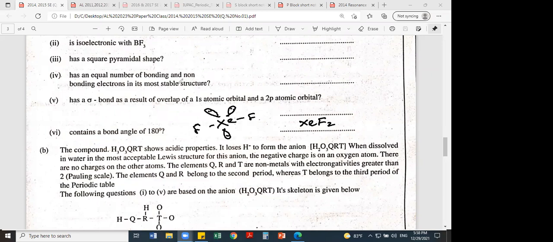Octahedral means there must be 6 electron pairs. To become octahedral there must be 6 pairs, but here there are only 5 electron pairs. 2 fluorine donate 2 electrons and xenon 8. Xenon 8 plus 2 is 10. Then the pairs will be 10 divided by 2, 5 pairs of electrons.